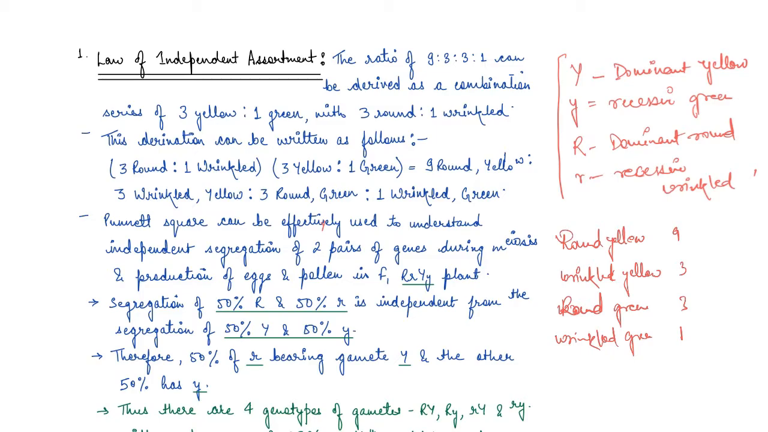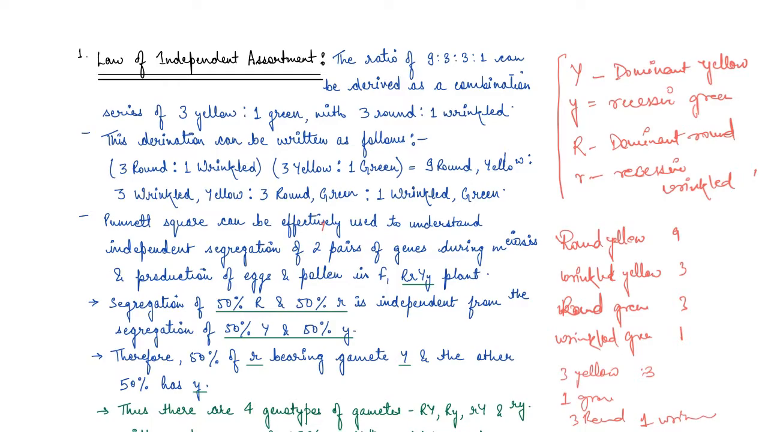So you can say this as 3 yellow and 1 green, right? And then 3 yellow and 1 green, and then 3 round and 1 wrinkled. Right. Now, based upon such observation on dihybrid cross, Mendel proposed a second set of generalization, which we call the Mendel's law of independent assortment.